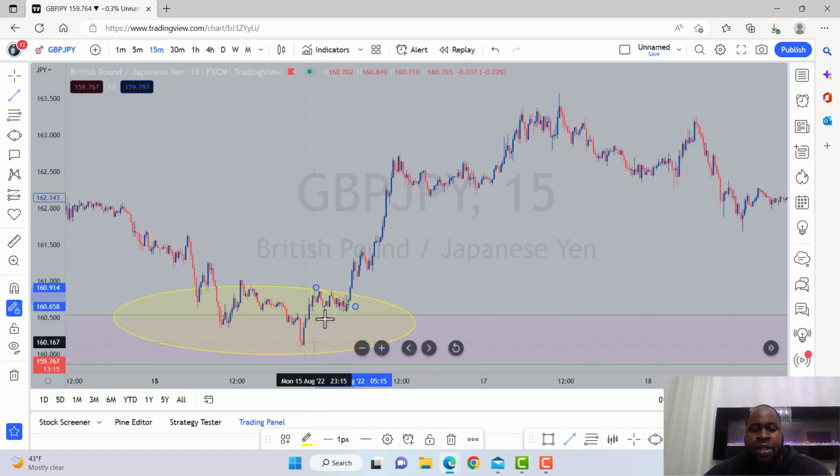Okay, in other words, this is what you call a break and retest. Notice how the market came and broke out of this demand zone, right? And it retested that zone. So break and retest happens. If I'm a trader, I'm looking to place my buy trade in this area over here.